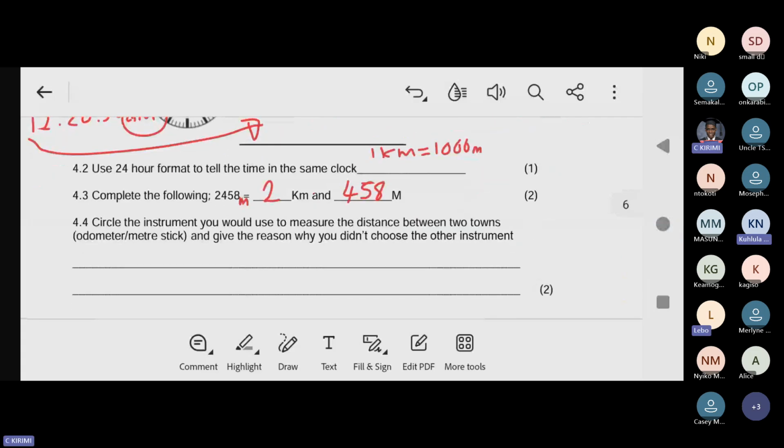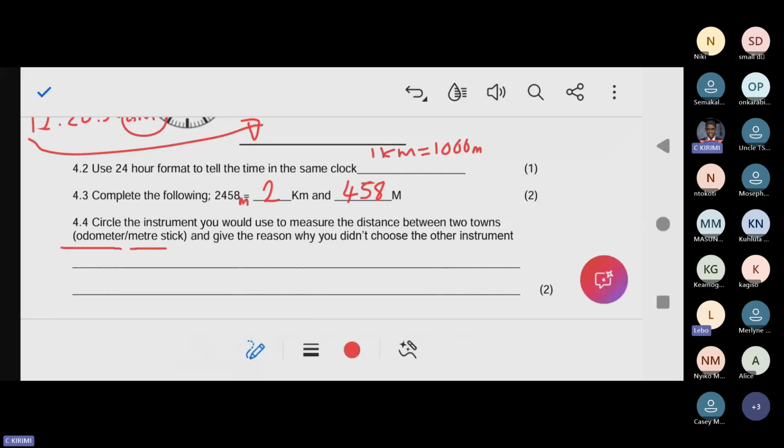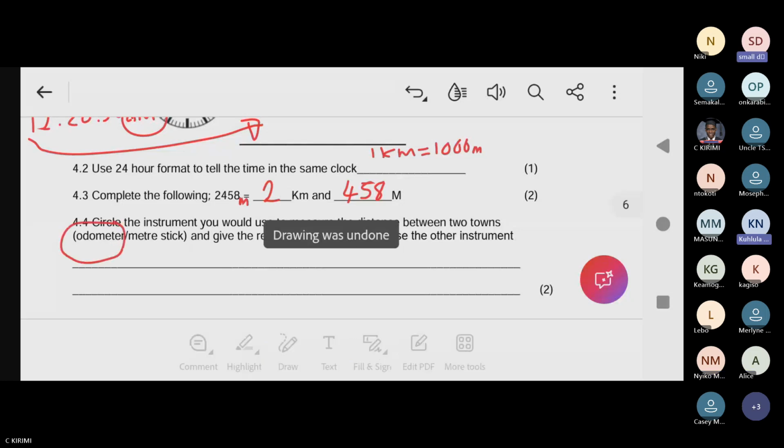They are saying, circle the instrument you would use to measure the distance between two towns. Remember, you are measuring two towns. Do you measure using an odometer or a meter stick? Suppose you want to measure the distance from Tzaneen to Nkowankowa, which one are you going to use? An odometer or a meter stick? They measure the distance. Yes, so it will be the odometer, which is correct.